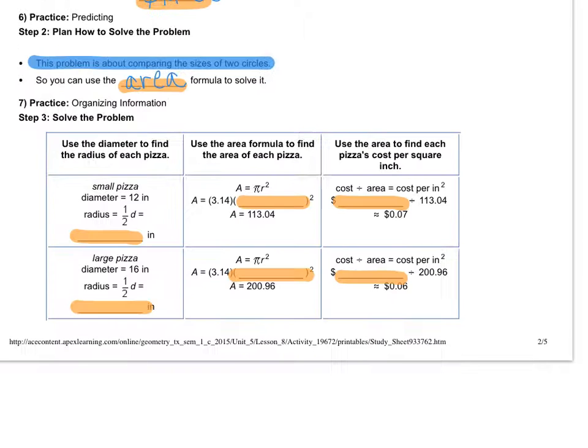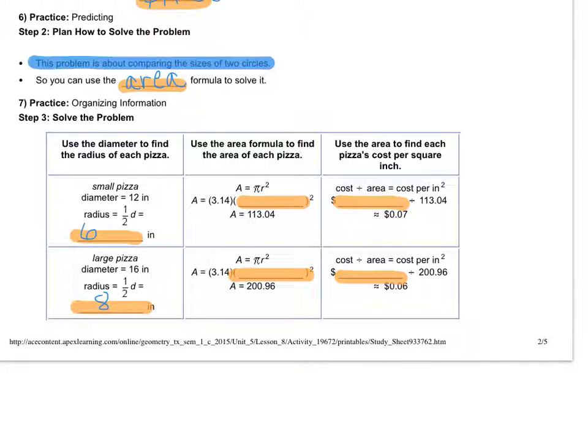Use the diameter to find the radius of each pizza. A small pizza has a diameter of 12. If the radius is half of the diameter and the diameter is 12, then our radius is going to be 6 inches. And for the large pizza, if the diameter is 16 and the radius is half the diameter, then our radius is going to be 8 inches. So then we plug that in.